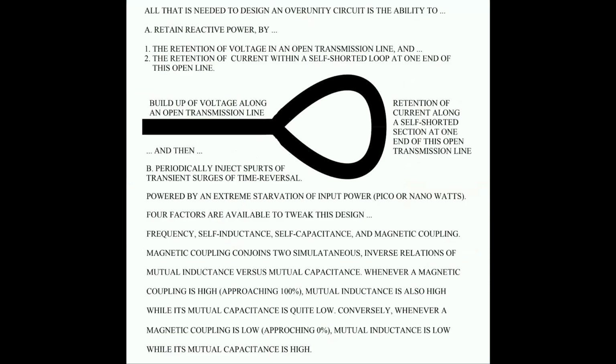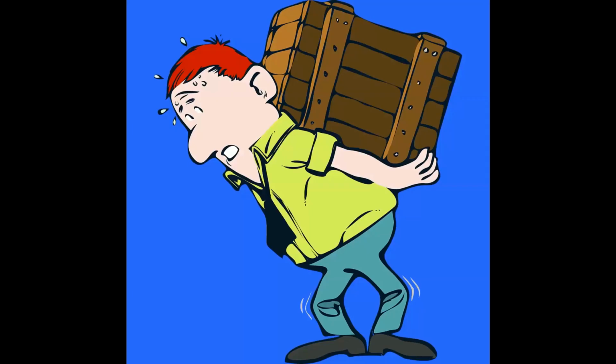So the retention of reactive power is going to be done in two parts of the circuit, or two types of areas of the circuit. They may not just be two areas, but there are two types of areas. One area is an open transmission line that will build up the voltage. The other area will be connected to one or the other or both terminal ends of that open transmission line as a self-looping condition, a self-shorted loop, to retain current as best it can by not allowing it to go anywhere. We don't want it to go through a load, at least in this retention area.